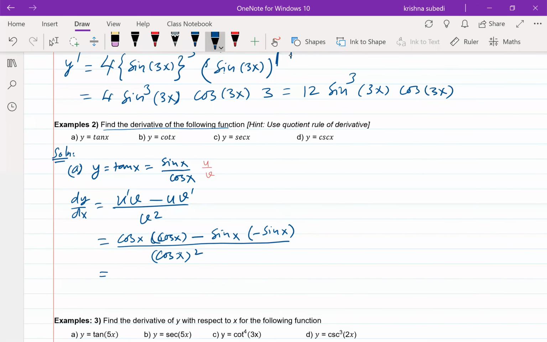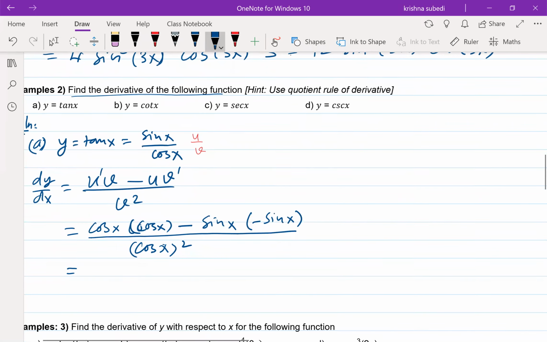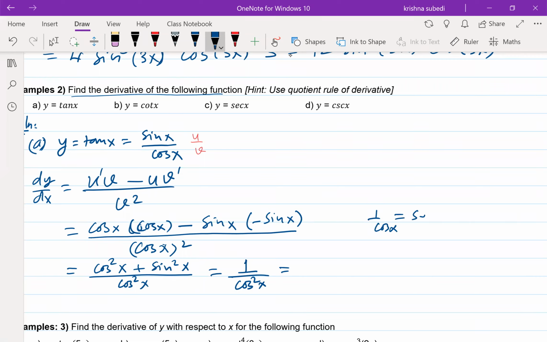That's going to give me cos x times cos x, which is cos squared x, minus my negative negative, positive sine squared x, divided by cos squared x. Sine squared x plus cos squared x, you know the formula, right? That is 1, divided by cos squared x. So 1 over cos squared x, and 1 over cos x is actually secant x. So that means that will be sec squared x. Now we got the formula for tan.